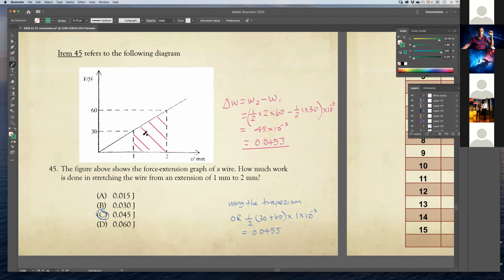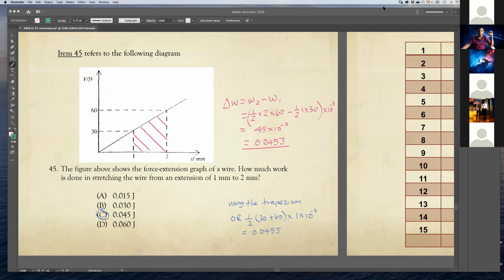If you therefore stretched it up to 2 millimeters, this entire triangle represents the total work done in stretching it to 2. But the question is how much work is done in stretching it from 1 to 2. And that will be the shaded area. This shaded area represents the amount of work done in stretching it from 1 millimeter to 2 millimeters. And therefore, we can find the area. I did it here 2 different ways. You find the area of one triangle and take this area away from the area of the big triangle. Or you can simplify the area of this trapezium, which is what I did here. They'll both give you the same answer of 0.045. We're good? Yes, sir.